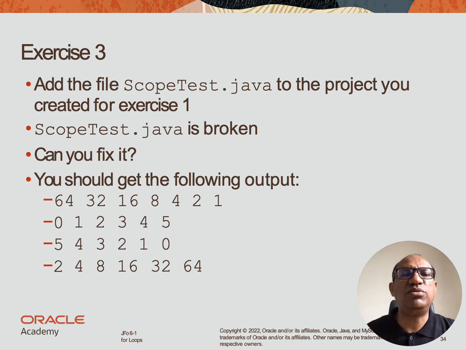In exercise 3, you'll fix ScopeTest.java. Your goal is to get 4 correct output lines: a count down by halves, count up from 0 to 5, count down from 5 to 0, multiply by 2 from 2 to 64. You'll be applying all your new loop knowledge here.